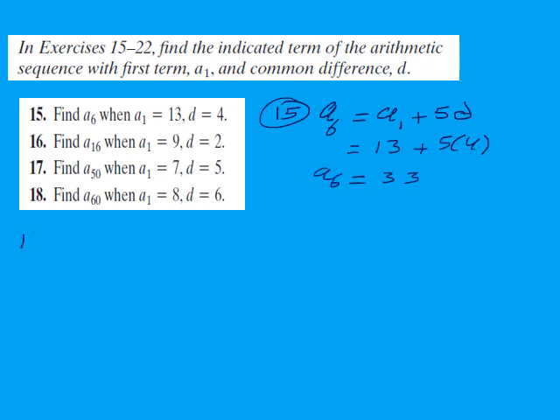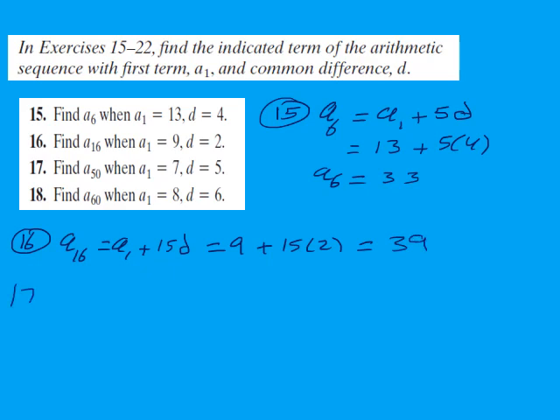Regarding question number 16, find A16. So it's equal to A1 plus 15D. So it's equal to 9 plus 15 multiplied by 2. By using your calculator, it's 39.